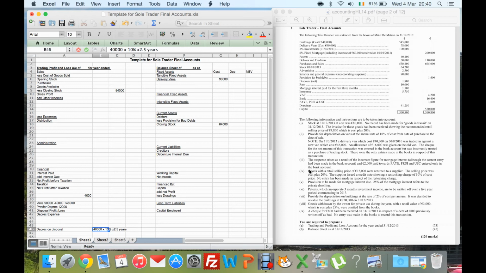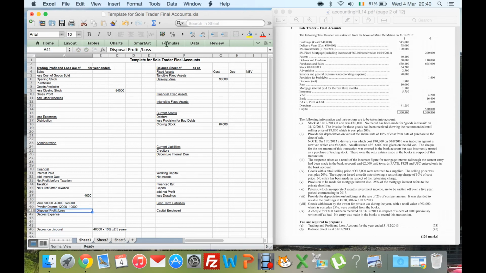And again, if you can do these numbers in your head as much as possible, it makes life easier. So 10% times 2.5 is 25%. 25% of 40 grand is 10 grand. So the depreciation when we sold was 10 grand.